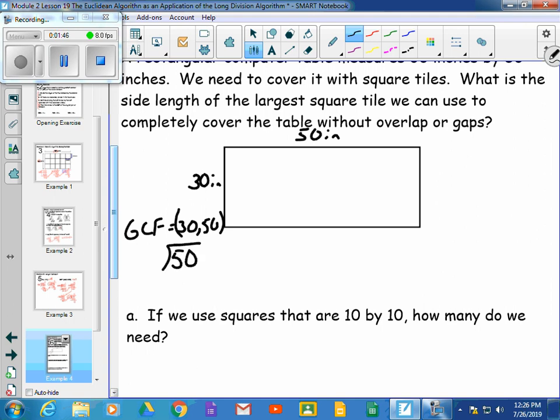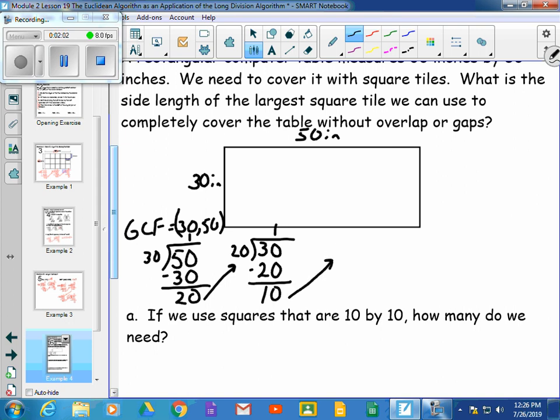So I'm going to divide 50 divided by 30 and get 1 time, remainder of 20. I'm going to continue until I get a remainder of 0. Now I have a remainder of 0. The last divisor, of course, is my greatest common factor.